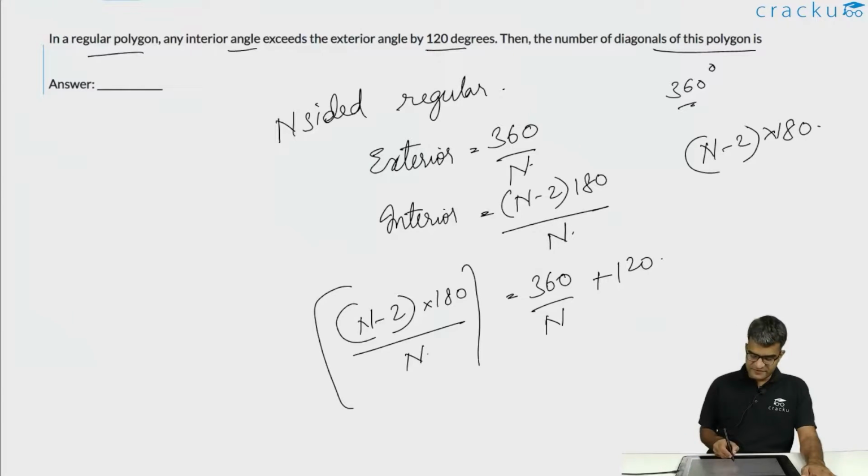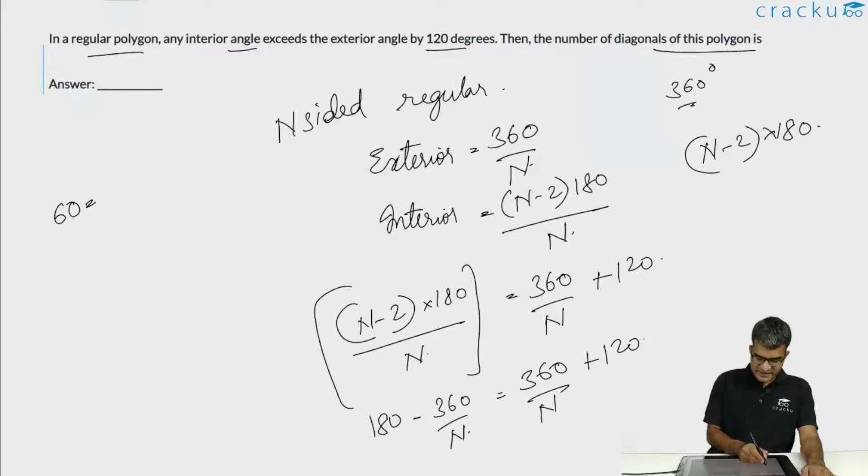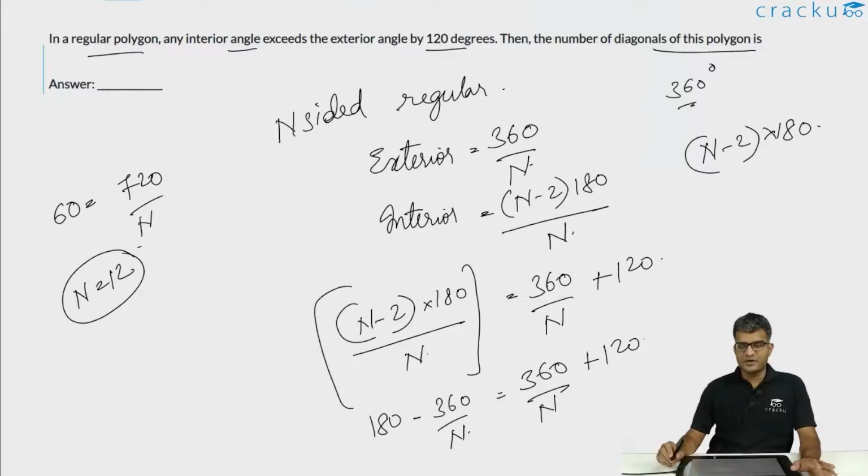This, if you simplify, is equal to 180 minus 360 by n. This we are told is equal to 360 by n plus 120. Or the value of 60 is equal to 720 by n, or the value of n is equal to 12. So the number of sides in that regular polygon is 12.